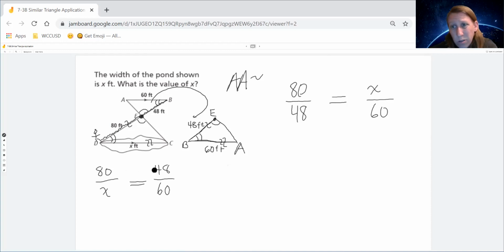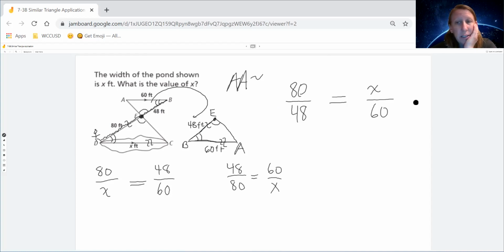Okay, you could also not go from the left triangle to the right triangle. You could go 48 is to 80 as 60 is to x. So from the little one to the big one, from the little one to the big one. 48 is to 80 as 60 is to x. All of these proportions, if I solve them, I'm going to get the same answer for x. So I just have to decide, first of all, which one makes the most sense to me when I set it up, and which one looks like the easiest to solve.